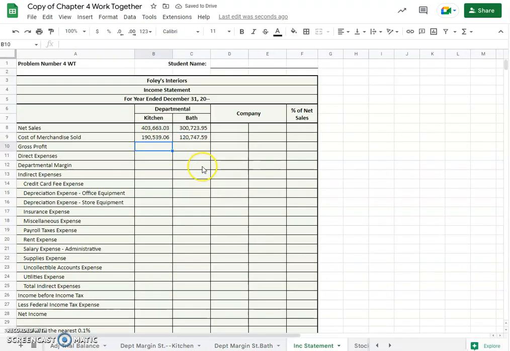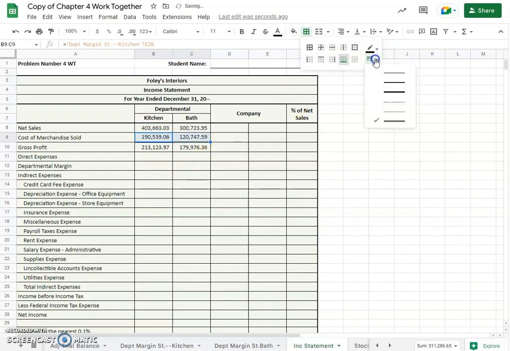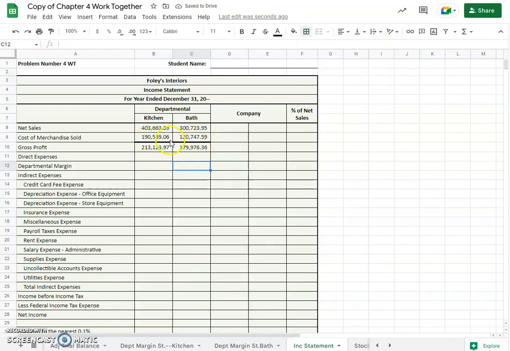Our gross profit, we should just be able to subtract. $213,123, same formula, so I'll drag that over. And because we did subtract, we calculated, we should be able to put a thick bottom border there to show that we calculated.